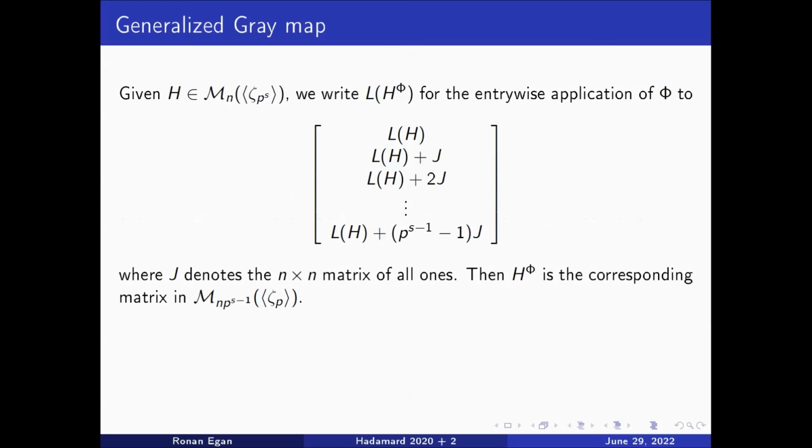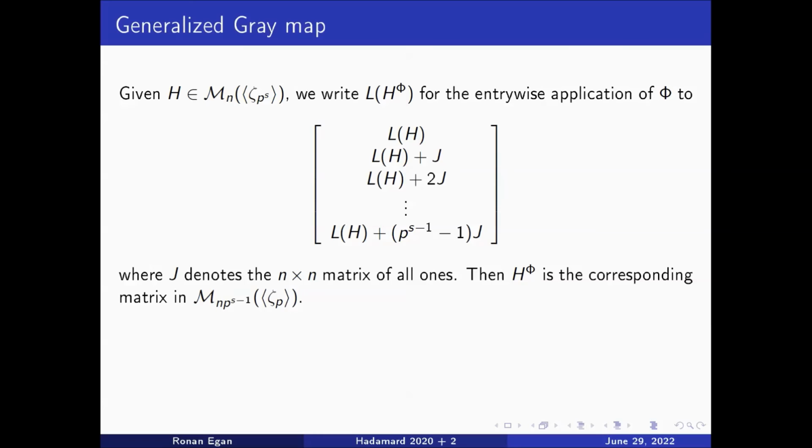Then you take the exponent matrix, LH. You then add blocks of the same size by just adding the all ones matrix and add a block below it. Do that again until you get to p to the s minus 1 minus 1. So I've got now rows of length n, and I've got n times p to the s minus 1 rows.